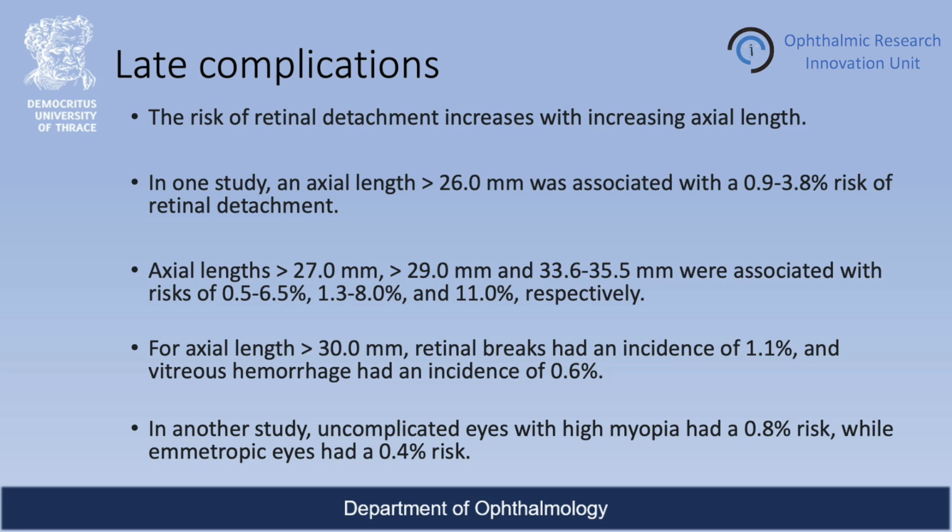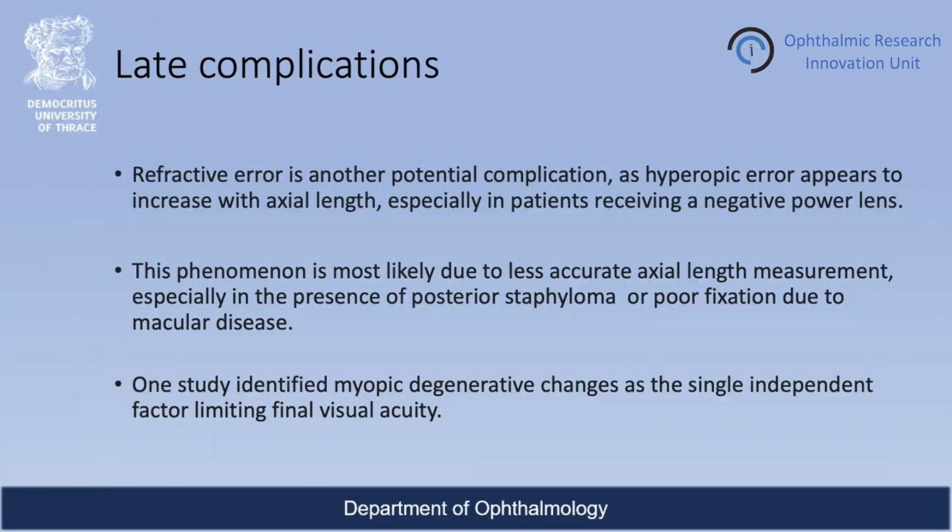For an axial length greater than 30 mm, retinal breaks have an incidence of 1.1%, and vitreous hemorrhage has an incidence of 1%. Refractive error is another potential complication. When a patient receives a negative power lens, the hyperopic error may appear to increase with axial length. This problem is probably due to poor fixation, or the presence of a posterior staphyloma.